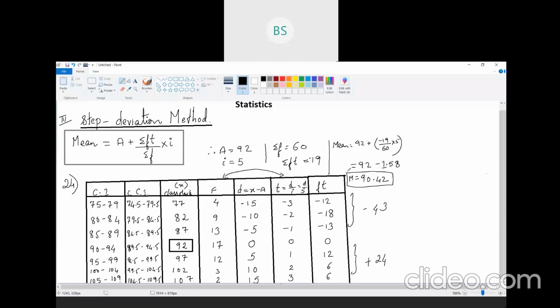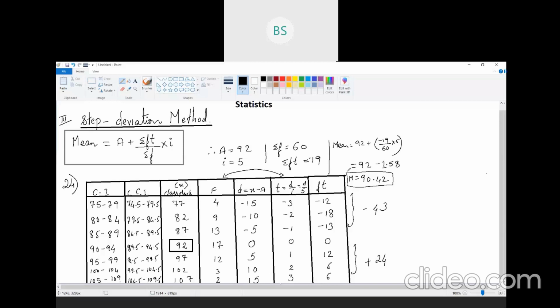So you all have understood all the three methods: direct method, shortcut method, and step deviation method. This question usually will be for 4 marks. Wherein if you have to find out the missing value, you have to always go by direct method, and if they ask you to find out mean, you can do it by any of these 3 methods.